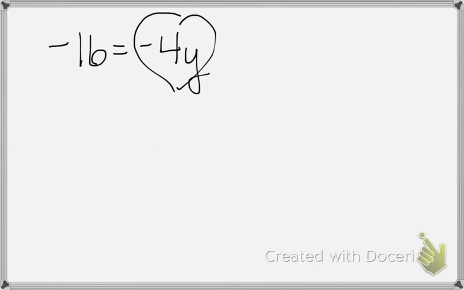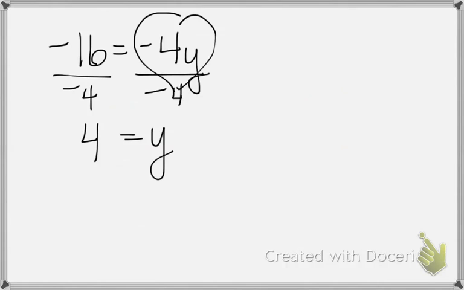And last but not least is something like this. Negative 16 equals negative 4y. Now, I'm not going to keep doing hearts every single time, but negative 4 is married to y. So guess who's going to get kicked out? The negative 4. So divide each side by negative 4. Now y is okay on the right hand side, and then negative 16 divided by negative 4 is positive 4.